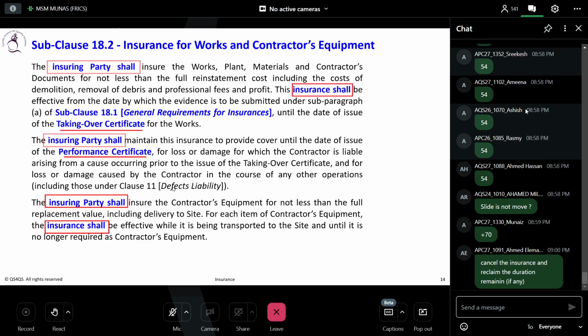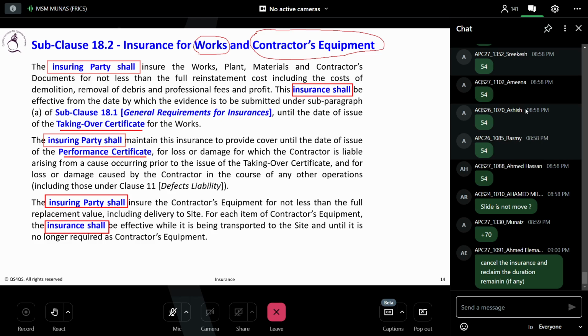This subclause 18.2, look at it carefully. This talks about the insurance for the works and the contractor equipment. Two points are discussed here. One is works, another one is contractor equipment. So do you understand? There are two different types of insurance mentioned, and the terms and conditions are very clear. It's a very straightforward subclause, nothing to break your head. But you should understand how many types of insurance we talk about within this subclause.